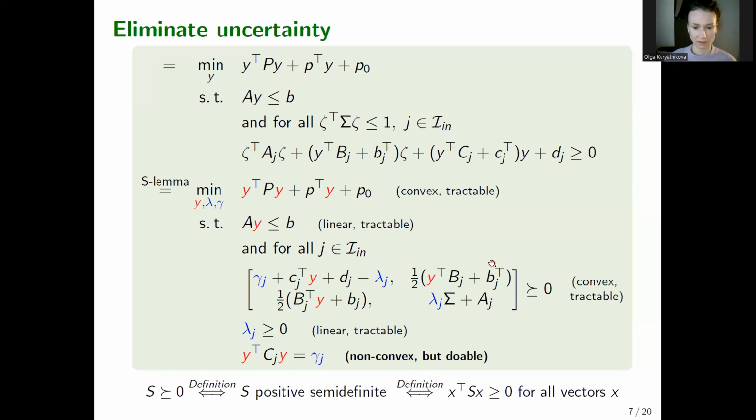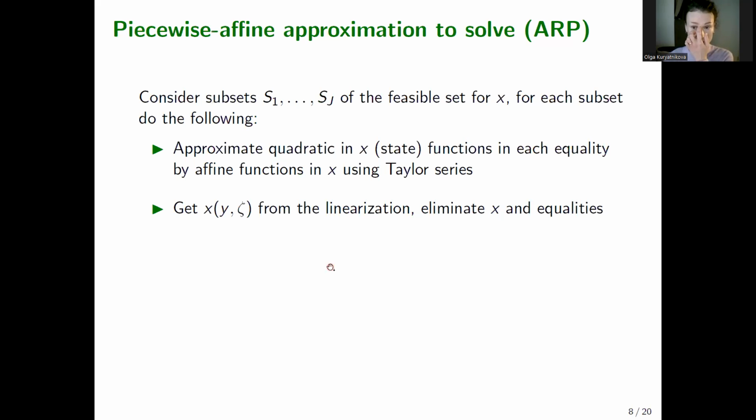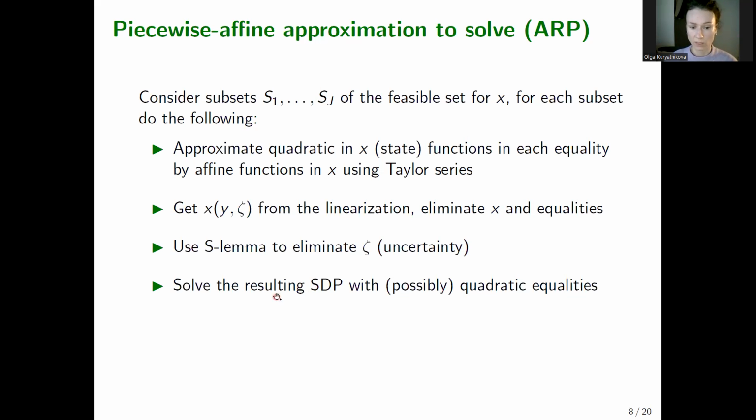Okay, then let's say to summarize what we do, we look at small subsets of our second stage variables, and for each subset, we approximate our quadratic equalities with a linear function, which amounts to taking a first Taylor approximation of this decision rule. And we eliminate X as a result of that. We use S-lemma to eliminate the uncertainty, and then we solve the resulting SDP, which possibly has quadratic equalities.